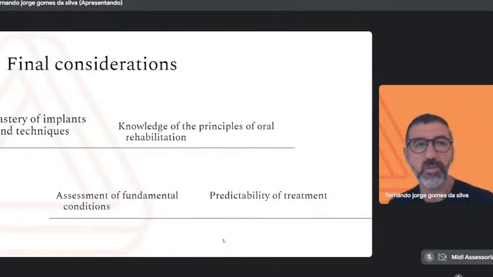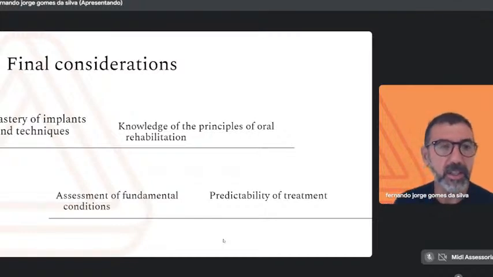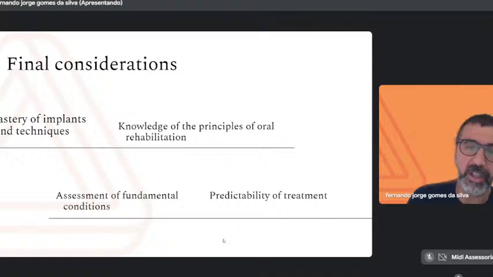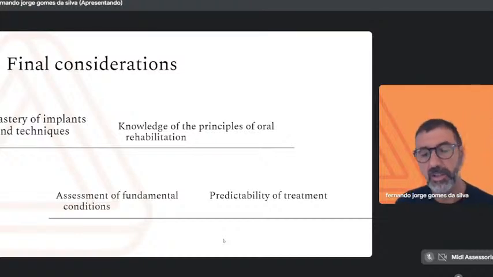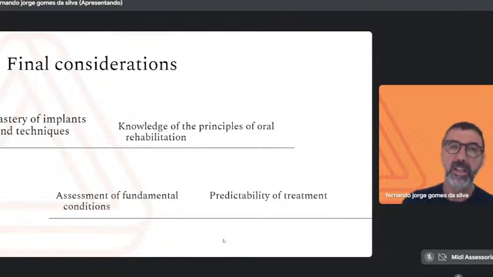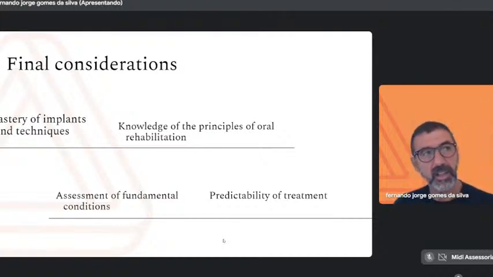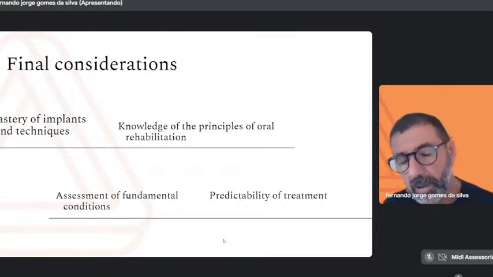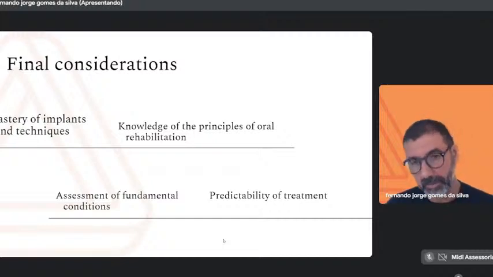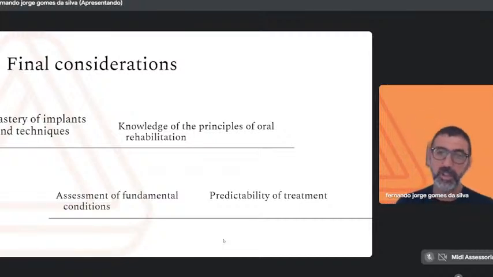So, as final considerations, considering mastery of implants and techniques, knowledge of the principles of oral rehabilitation, and assessment of fundamental conditions, we can have predictability of treatment, and we may achieve our goal, that is to make an emergence profile that can protect us from our restorations over time, avoiding any kind of collapse of the soft tissues and the resorption of the buccal bone in that region.